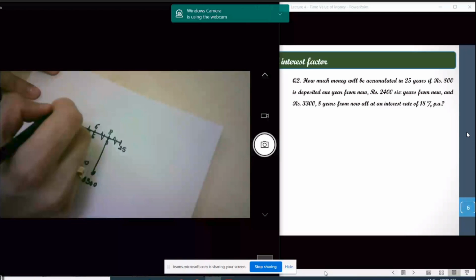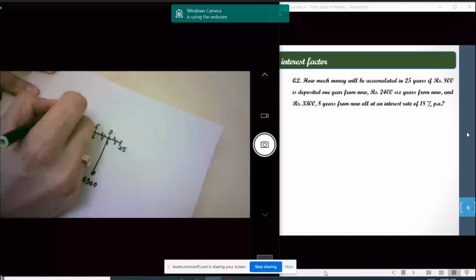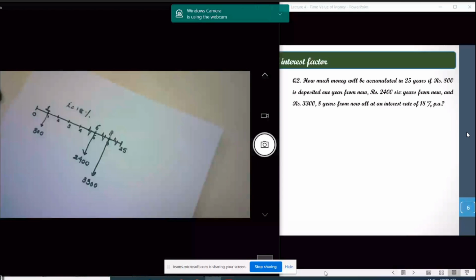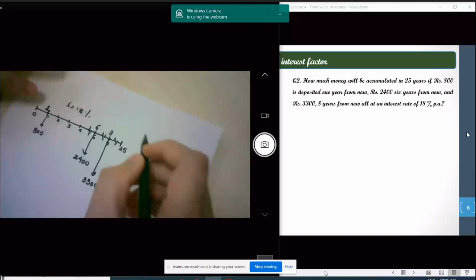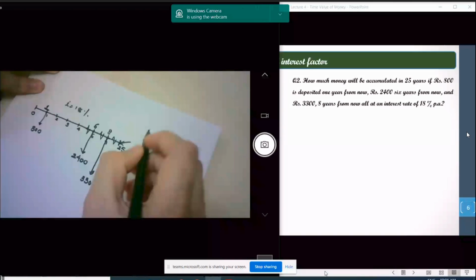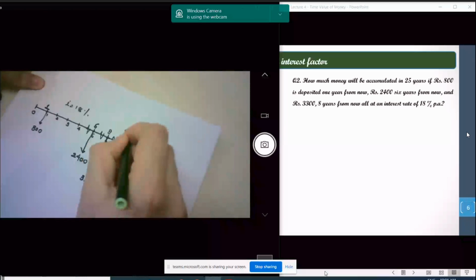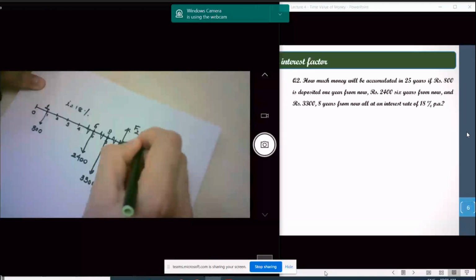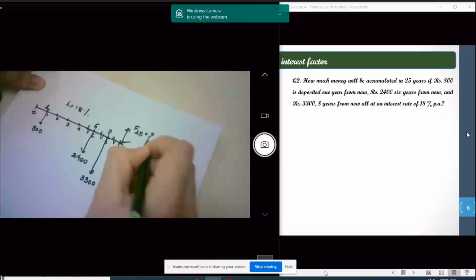The interest rate they have given is 18%. We need to know how much value I will get at the end of the 25th year. So I will draw a line because I may withdraw that amount after 25 years. So F25. What is this value?